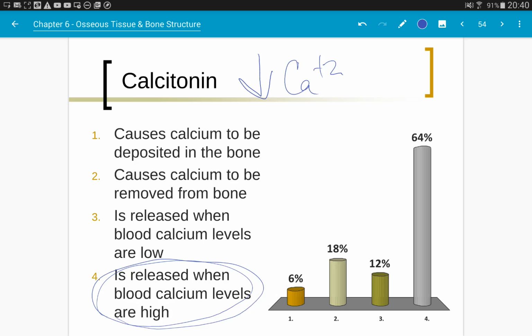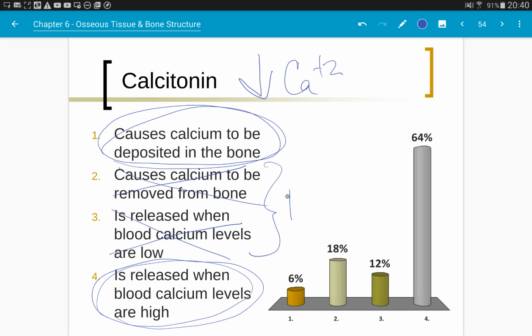So it is released when blood calcium levels are high. Okay? And when calcium levels are high, we get rid of extra calcium in the kidneys, and we deposit extra calcium on the bone, which number 1 is also true. 2, no, and 3, no. In fact, number 2 and 3 actually apply to your parathyroid hormone. Okay?